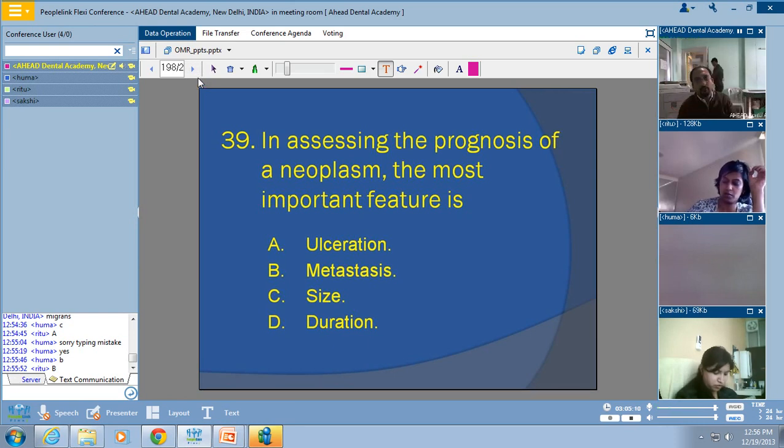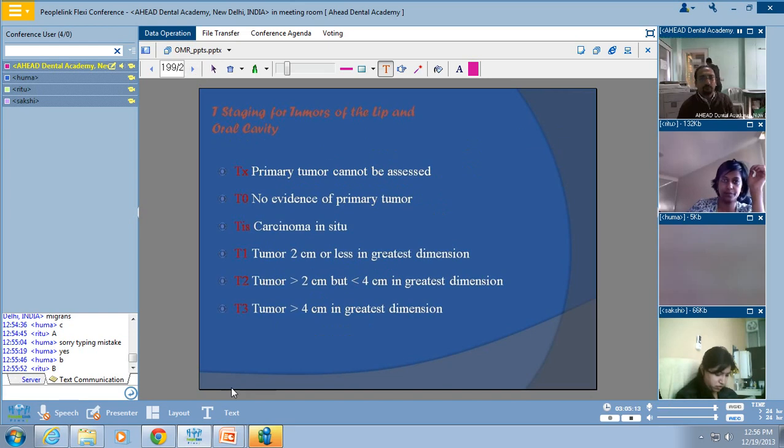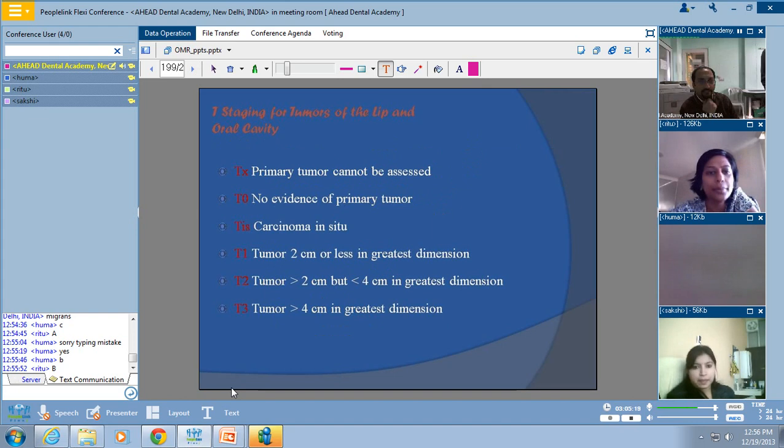Just go through it. I'm not telling you to write it down, but you should just have an idea. TX, primary tumor cannot be assessed. T0, no evidence of primary tumor. TIS is carcinoma in situ. T1 is tumor 2 cm or less. T2 is 2 to 4. T3 is greater than 4. Is it clear till here?